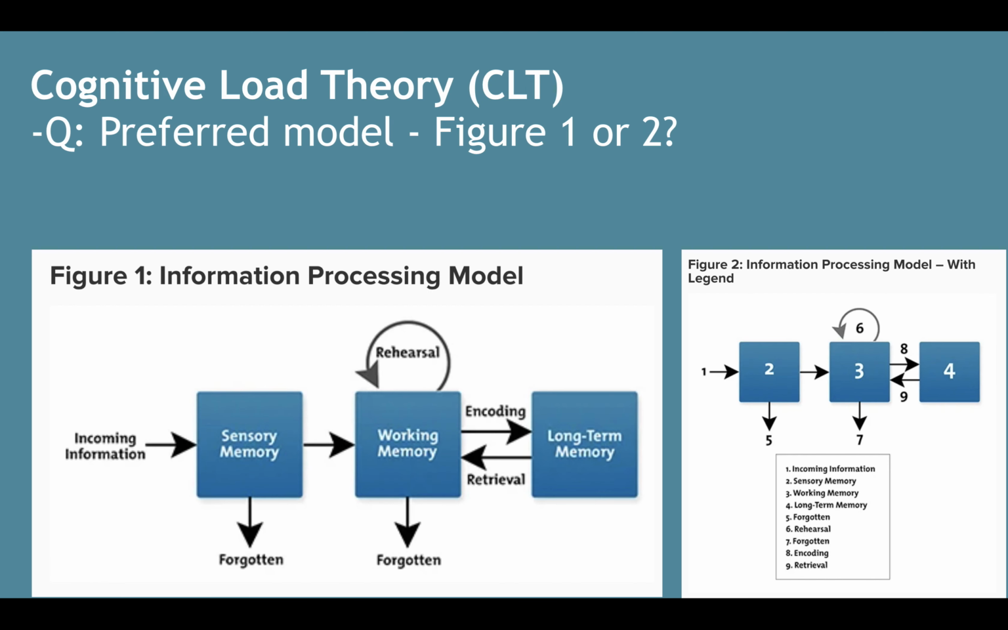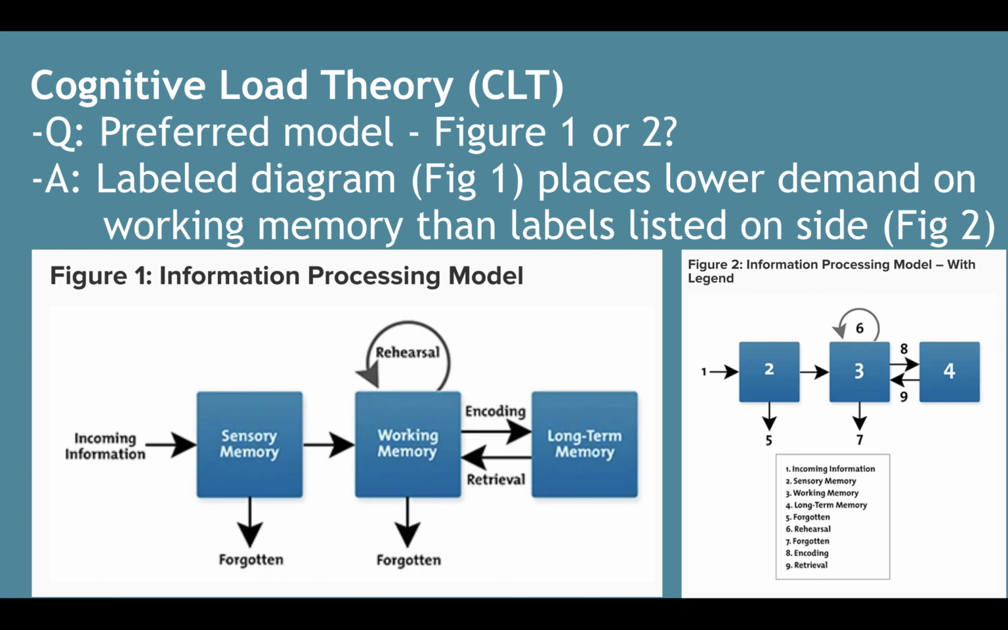For example, of cognitive load theory, if you had to choose one model to look at, which one would you prefer, figure 1 or figure 2? According to cognitive load theory, you'd pick number 1, the labeled diagram, figure 1, because it places lower demand on working memory than labels listed on the side, as in figure 2, because you have to make those connections to the numbers that are labeled and listed.